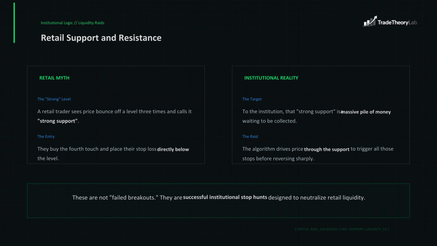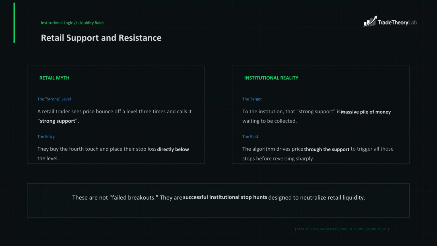Consider the retail concept of support. A retail trader sees price bounce off a level 3 times and calls it strong support. They buy the 4th touch and place their stop just below the level. To the institution, that strong support is a massive pile of money waiting to be collected. They will wait for the retail traders to pile in, and then they will drive price right through that support to trigger all those stops.